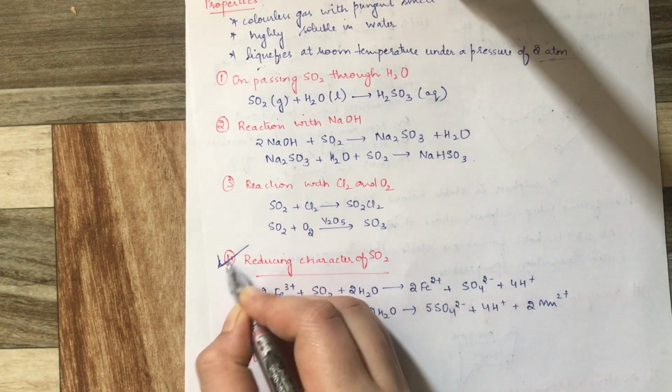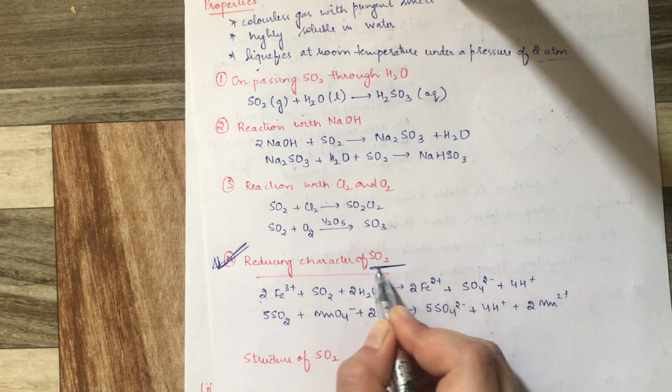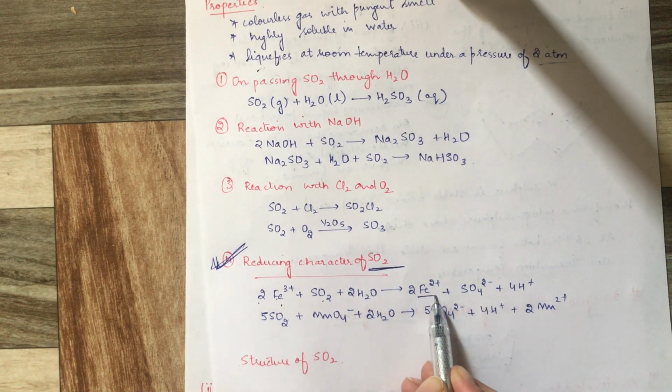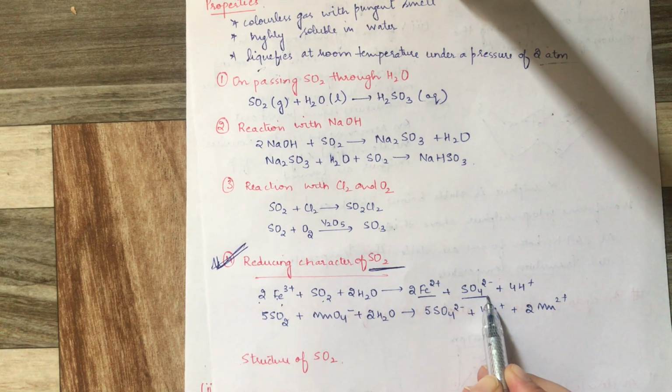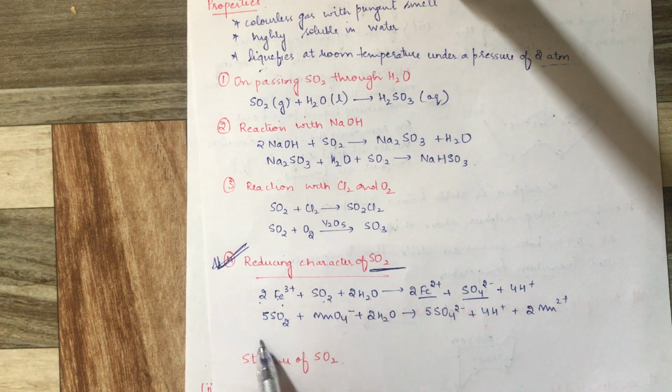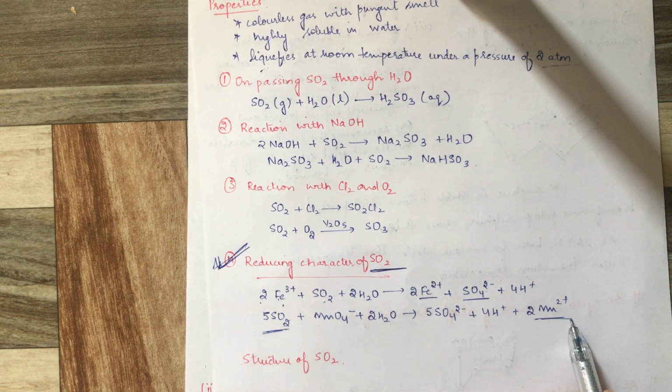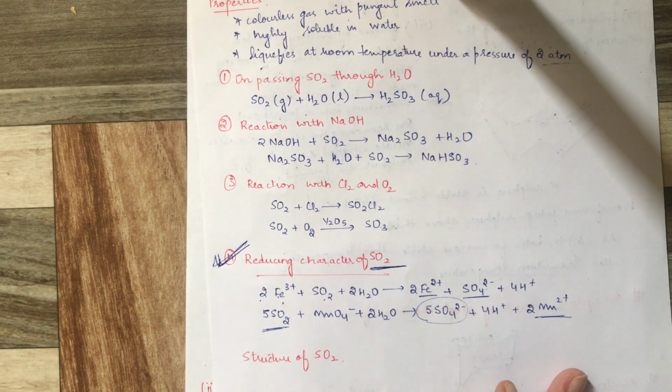Very important, SO2 is reducing in nature. SO2 reduces Fe3+ to Fe2+ and itself gets oxidized to SO4 2-. Similarly, SO2 reduces MnO4- to Mn2+ and itself gets oxidized to SO4 2-.